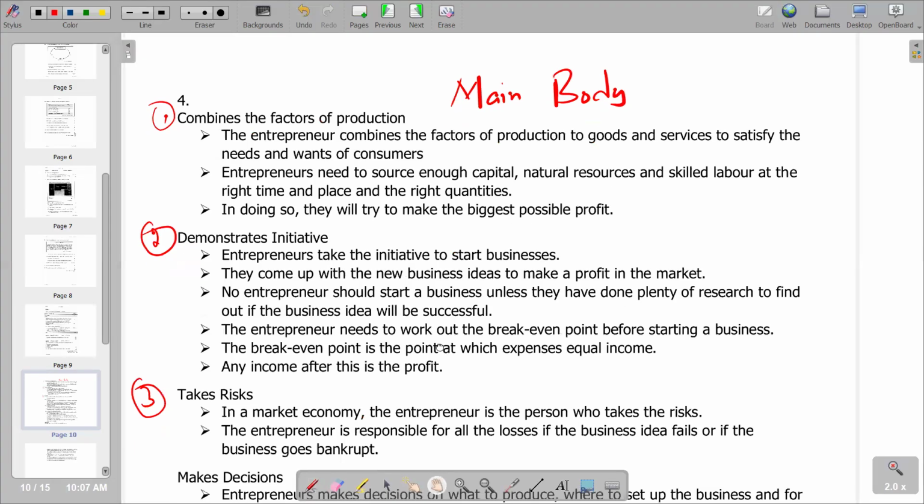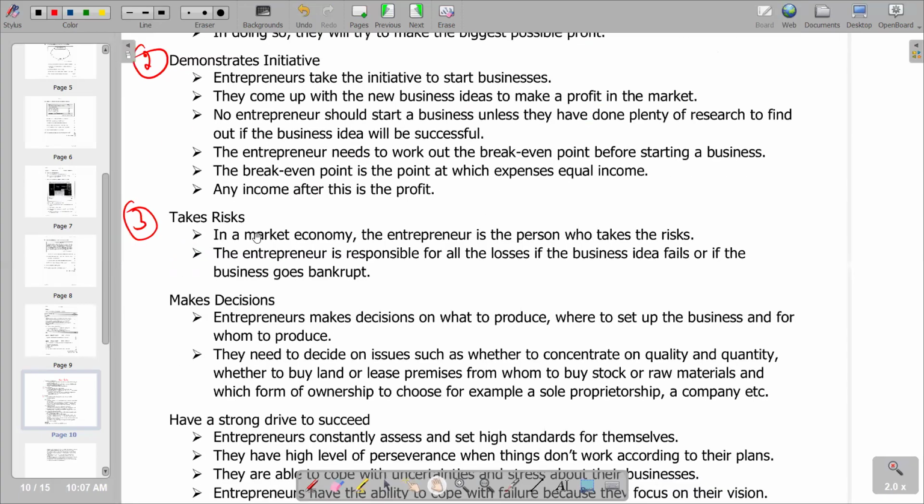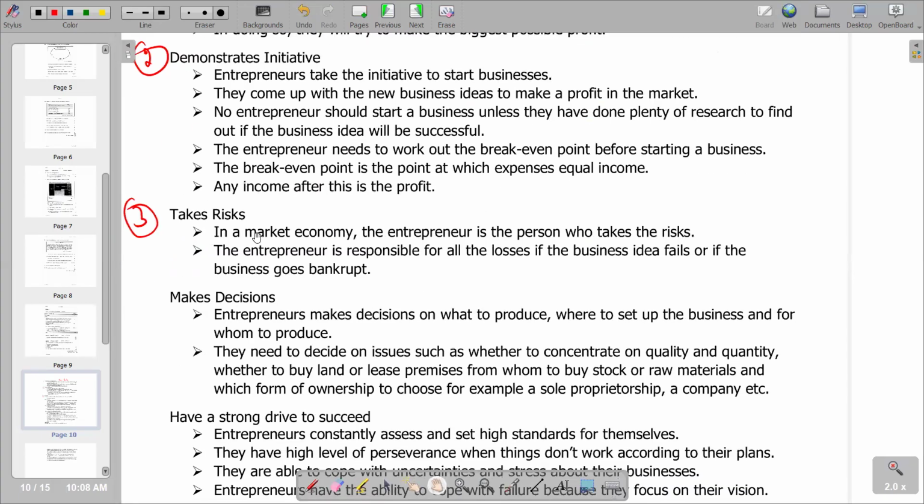Remember, operating a business is taking a risk because you either make a profit or a loss. So you should be able to take a risk. That becomes one of the characteristics of an entrepreneur. In a market economy, the entrepreneur is the person who takes the risk. The entrepreneur is responsible for all the losses if the business idea fails or if the business goes bankrupt.